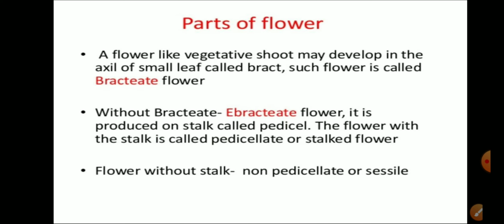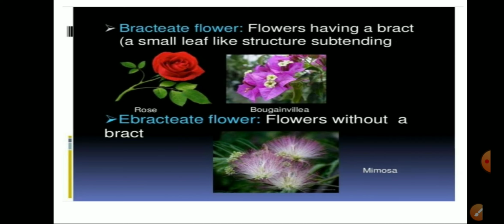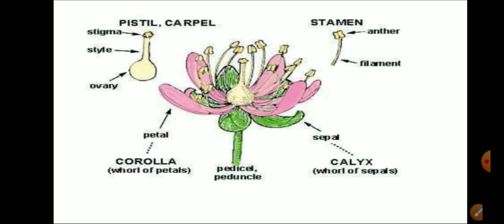Parts of a flower. Talking about the parts, the flower, like a vegetative shoot, may develop in the axil of a small leaf called a bract. Such flowers are bracteate flowers, and without a bract, such flowers are ebracteate flowers. The flowers with a stalk are known as pedicellate, stalked flowers. The flowers without a stalk are non-pedicellate. Bracteate flowers have small leaf-like structures at the base, and ebracteate flowers are flowers without a bract, like mimosa.